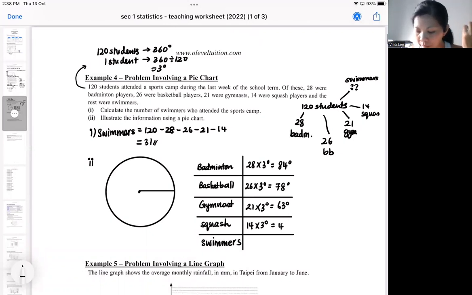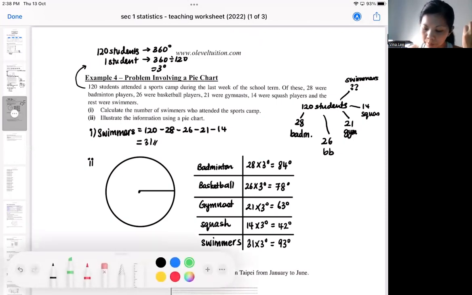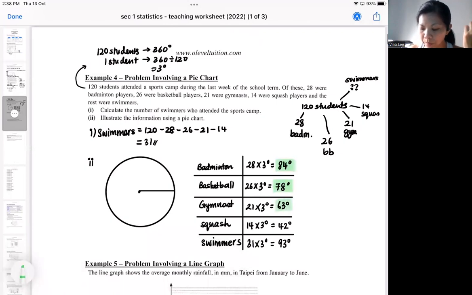So you get all the angles first. And as a check, after you get all the angles, we got 31 swimmers. As a check, I will add up all the angles, just to make sure that all the angles add up nicely to 360. It shouldn't exceed 360. If you exceed 360, that means you might have made some careless mistake. So how do I go about doing this?